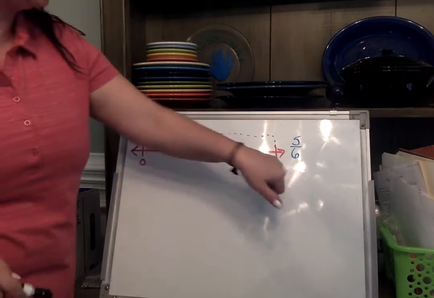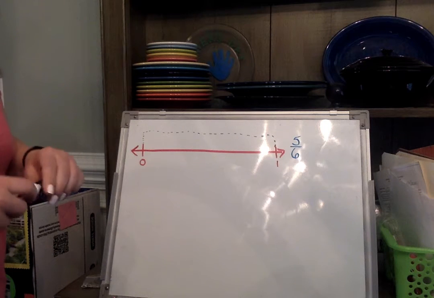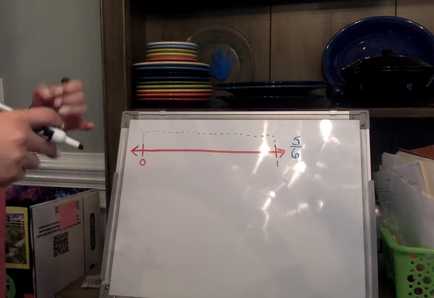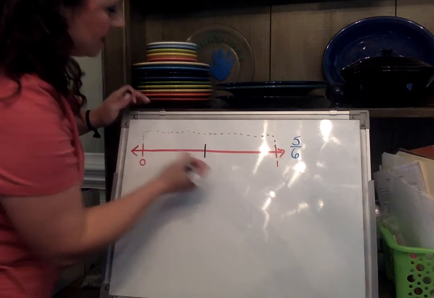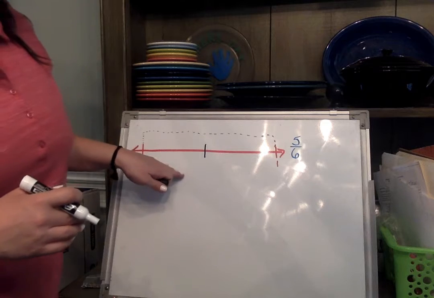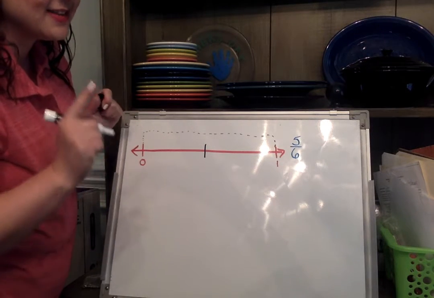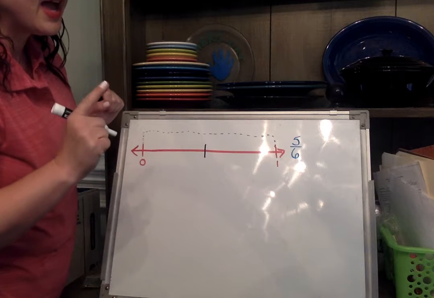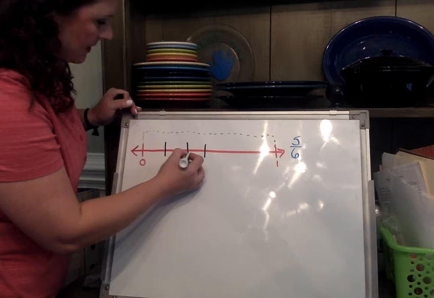Okay, how many pieces do I need on my number line? I'm going to need 6 pieces. So can I half 6? Yes. So I can start with that landmark half. Because I can half 6, I know I need 3 on each side. Not 3 lines. This is where it gets tricky. I need 3 pieces.